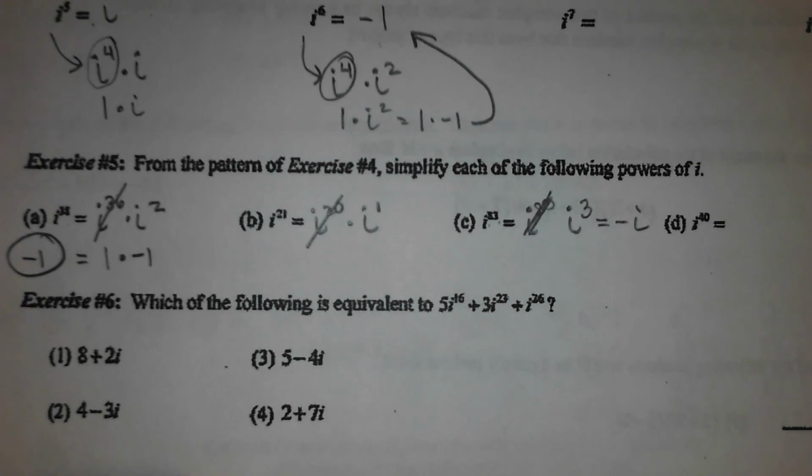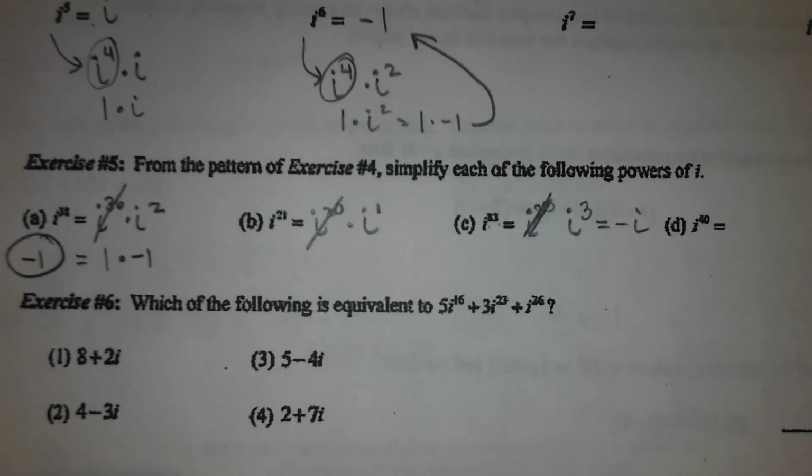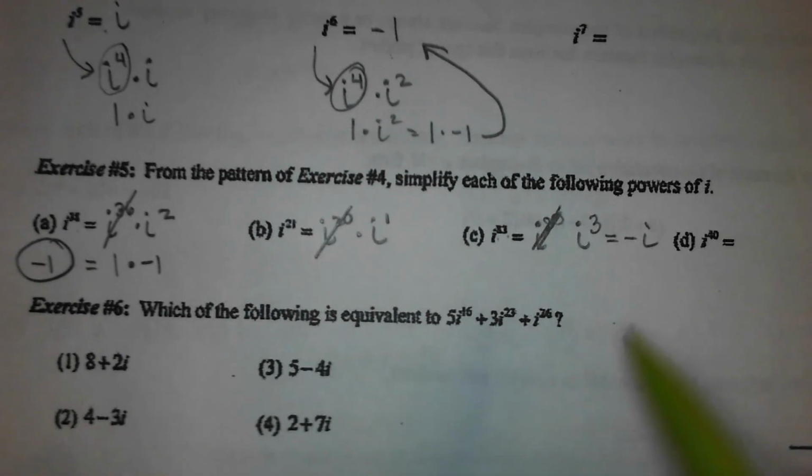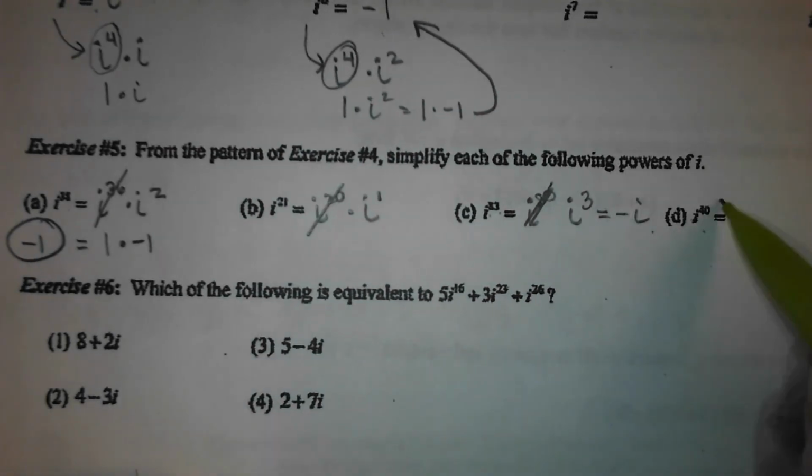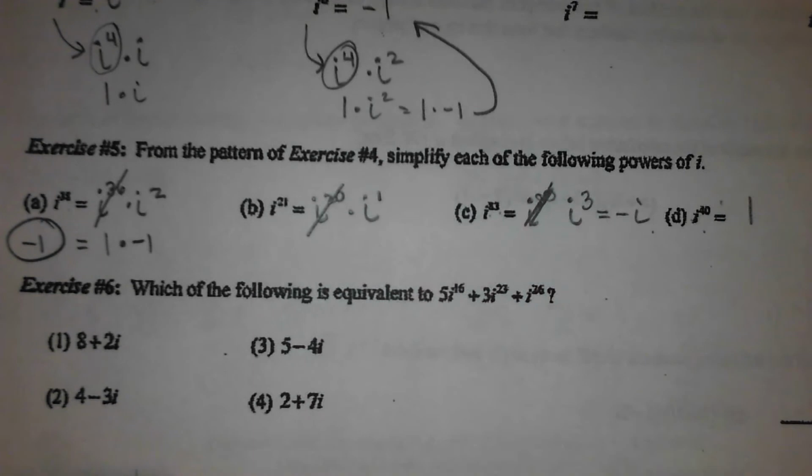What you really need to memorize is I to the 1st, I to the 2nd, I to the 3rd, and I to the 4th. Because then whatever's left over, that'll be your answer. And in D, I to the 40th already is a multiple of 4, so that's just 1.